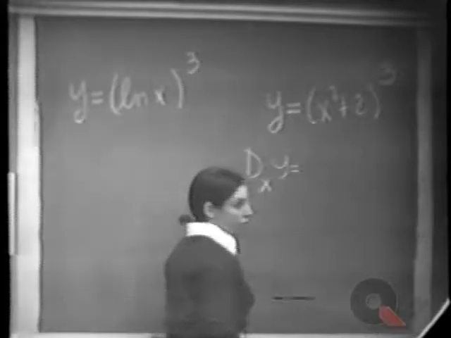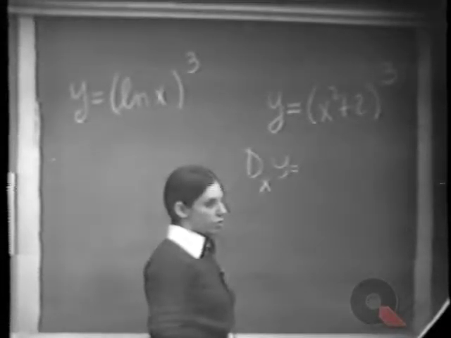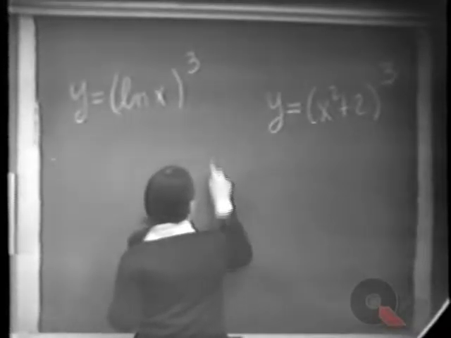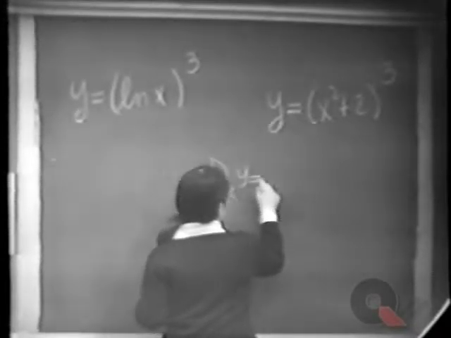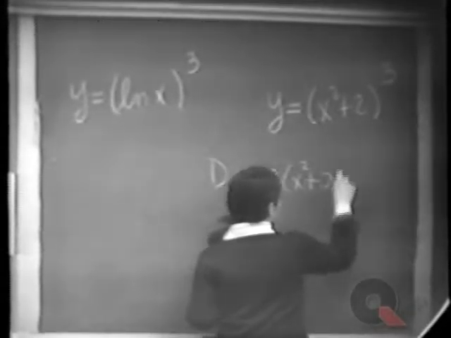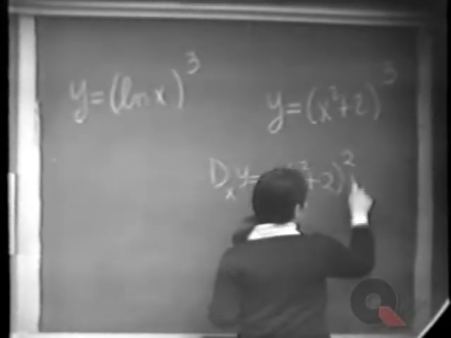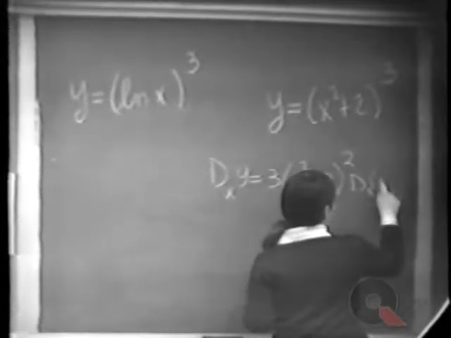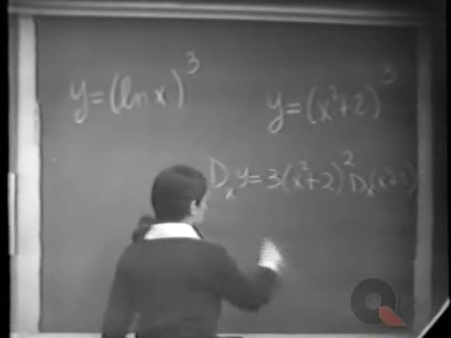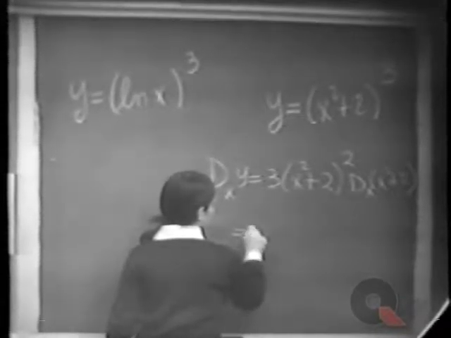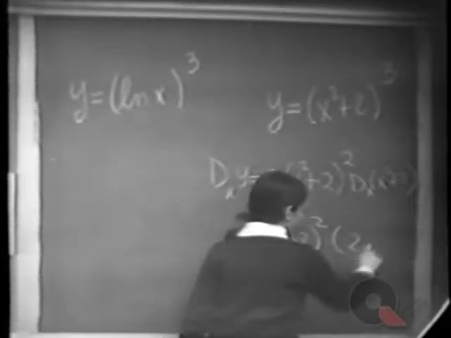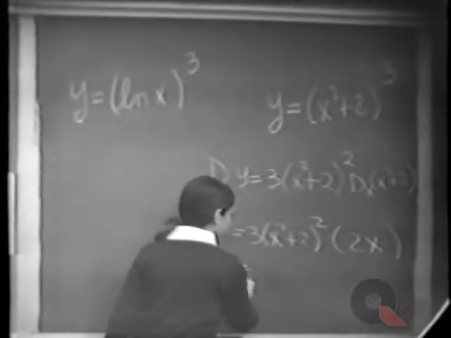This is something you learned how to do last term. The derivative of y with respect to x, in this case, would be equal to the power, 3, times the function x squared plus 2 to the 1 less power, times the derivative of x squared plus 2, or 3 times x squared plus 2, quantity squared, times 2x.